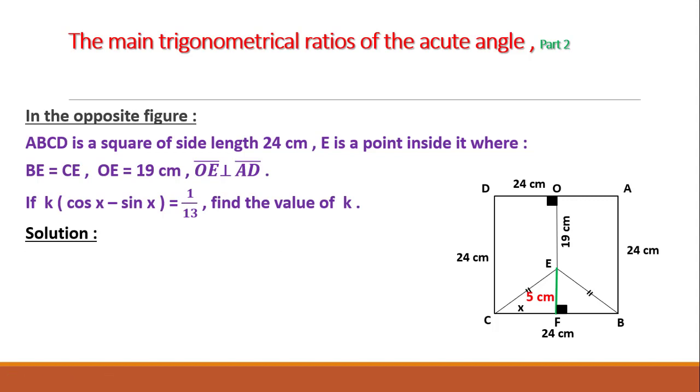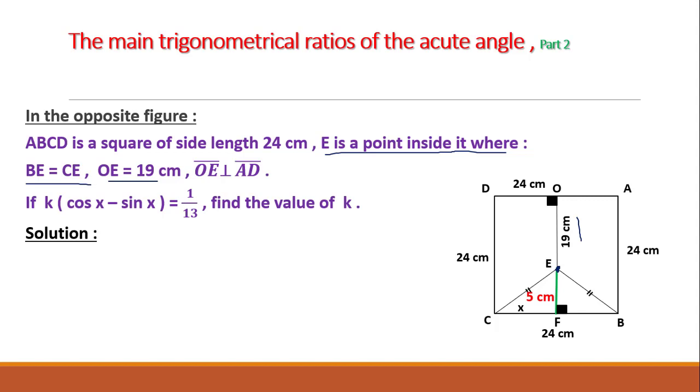We have also E, a point inside this square. This is E. It's not a midpoint, it's only a point inside. BE equals CE, so this is an isosceles triangle. OE equals 19 centimeters. OE is perpendicular to AD. So if we extend it, it will be perpendicular to CB.